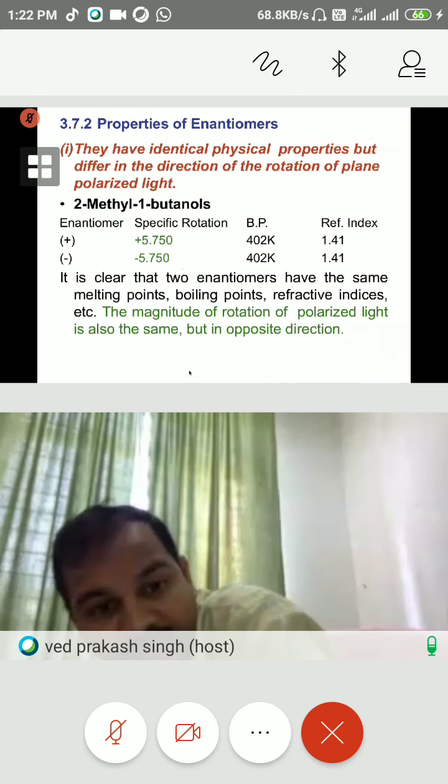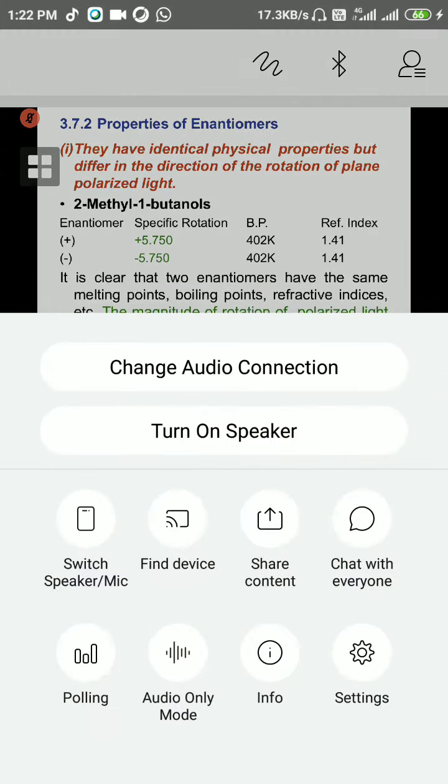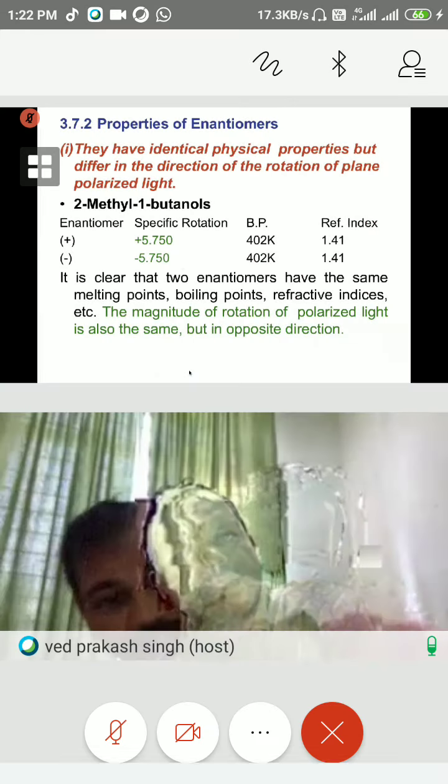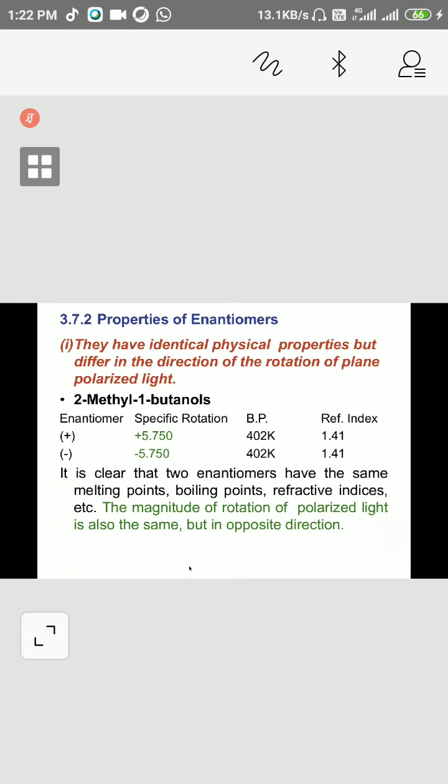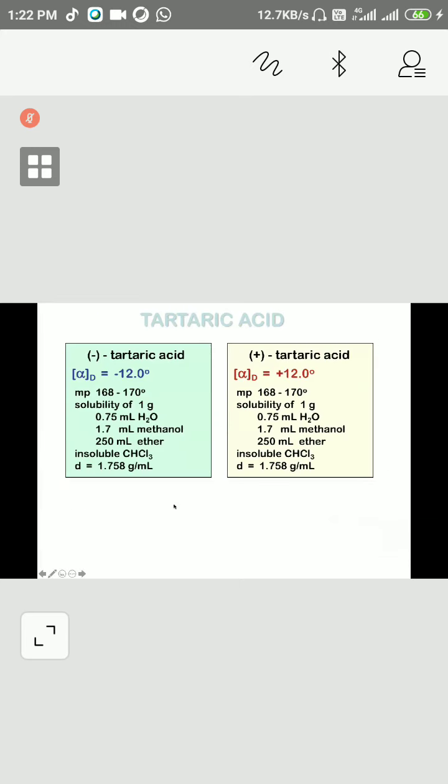Now, properties of enantiomers: identical physical and chemical properties. They differ in the direction of rotation of plane polarized light. We know specific rotation, you can see plus and minus. Tartaric acid plus and tartaric acid minus. You can see what the difference is here. Melting point is the same, solubility is the same, density is the same. The only difference is that specific rotation is just opposite to each other.